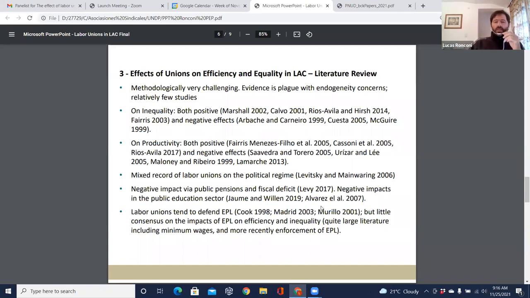So now there is even a mixed record on how labor unions affect the political regime. This is something that political scientists have been studying. According to some political scientists, labor unions have been a champion for democracy. They have been fighting against the dictatorships in a number of Latin American countries. But there is another piece of evidence showing that in some countries, in some cases, the labor unions were collaborating with the military. So again, a mixed result.